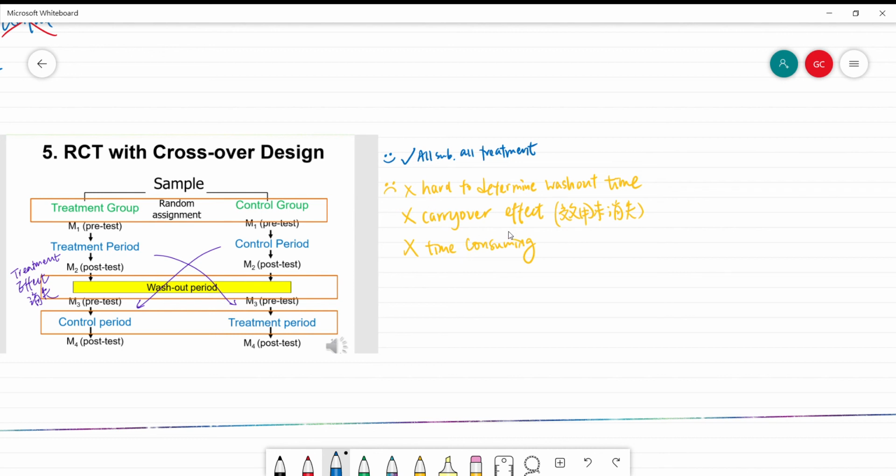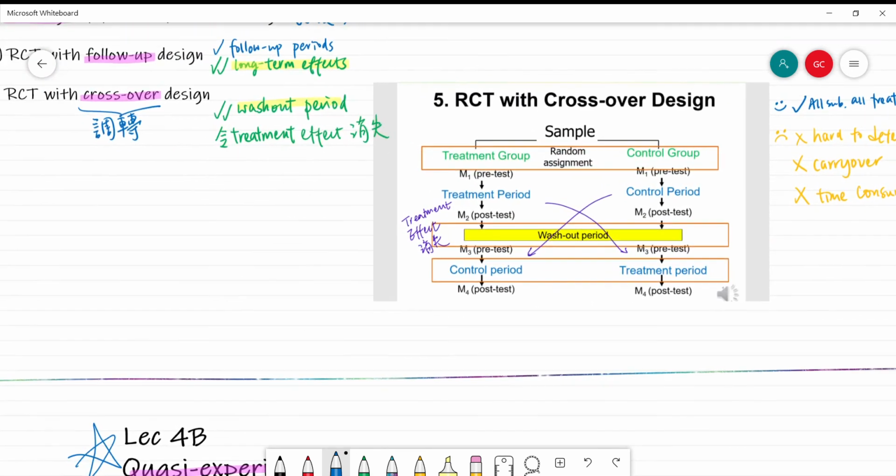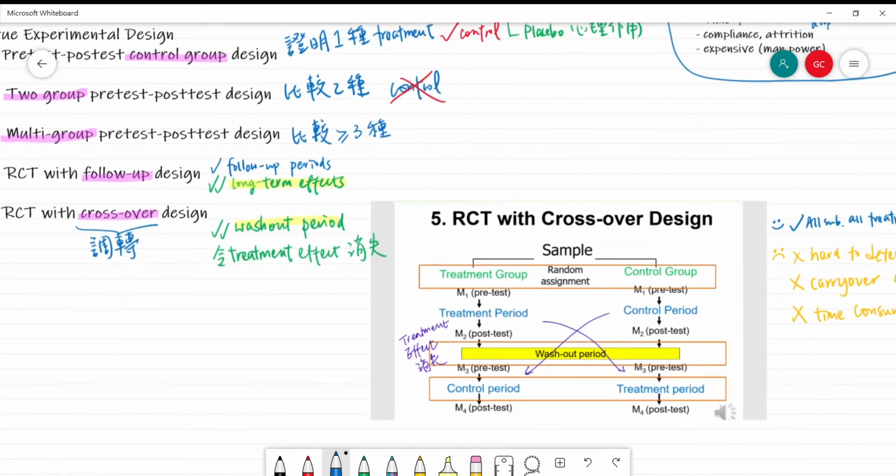The third one is that the crossover design is very time-consuming. As I've said, it includes a washout period, and this washout period is more likely over a year or a couple of years. So the time for this research is very long.